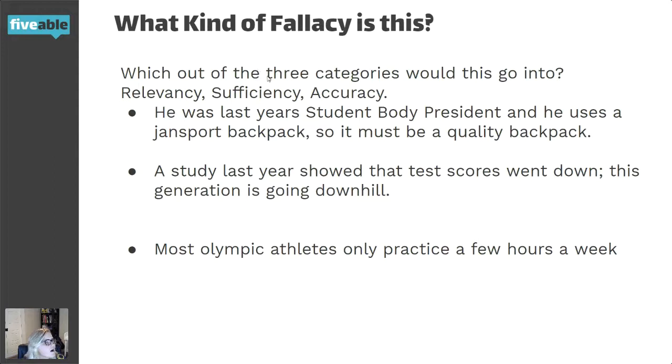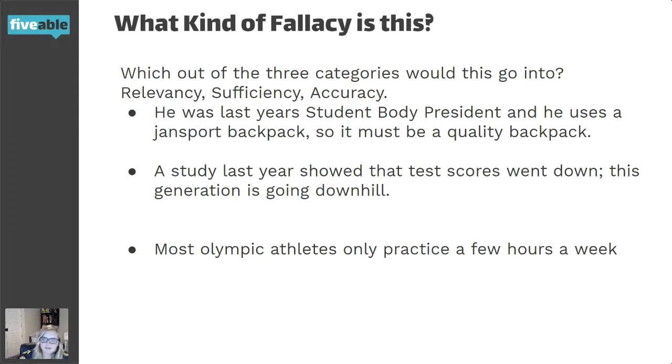So which out of 3 categories would this go into? Relevancy, sufficiency, or accuracy? He was last year's student body president, and he uses a Jansport backpack, so it must be a quality backpack. So do you think that would go relevancy, sufficiency, or accuracy? Go ahead and comment if you have a guess. And extra points if you can guess if it's red herring or appeal to authority or whatever, because that's pretty impressive. Okay, I'll wait a few more seconds.